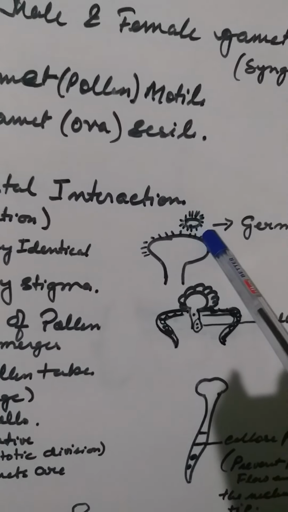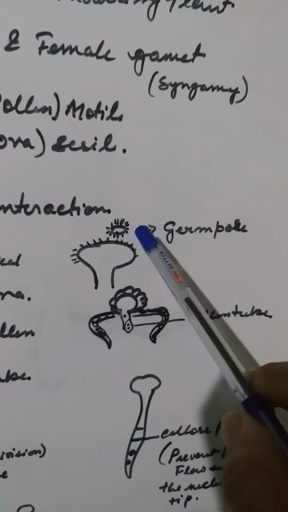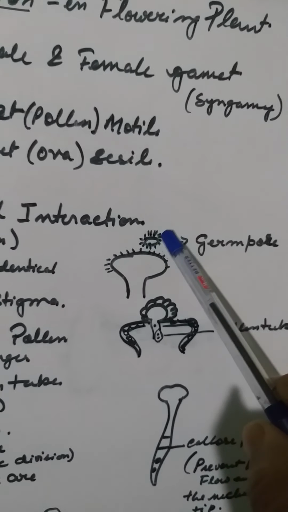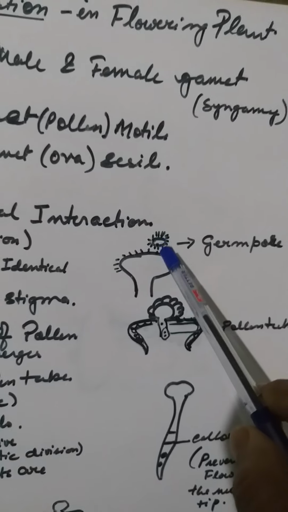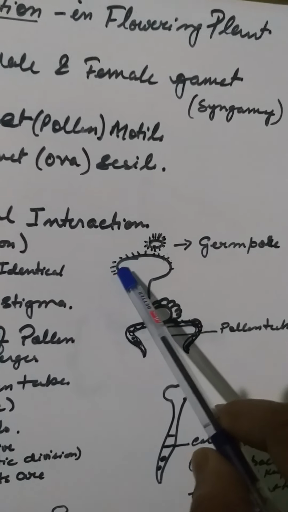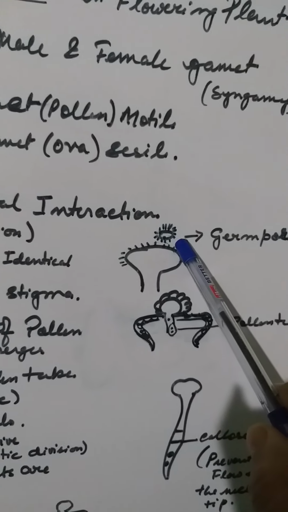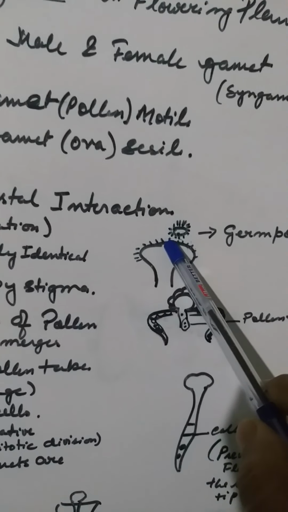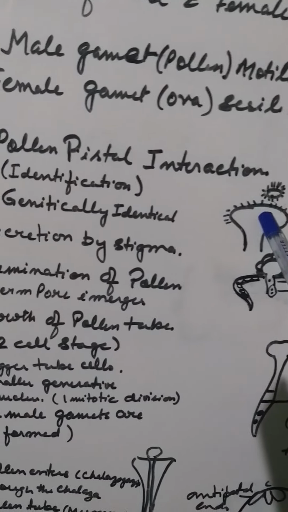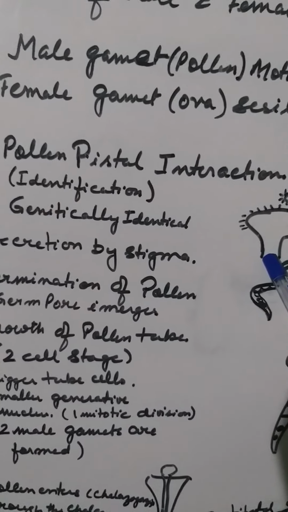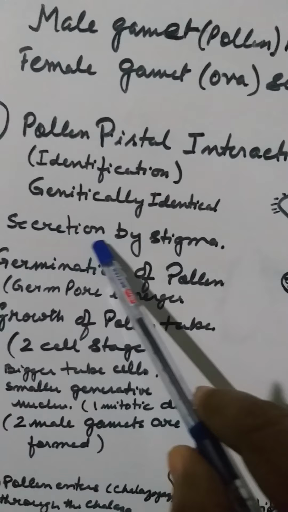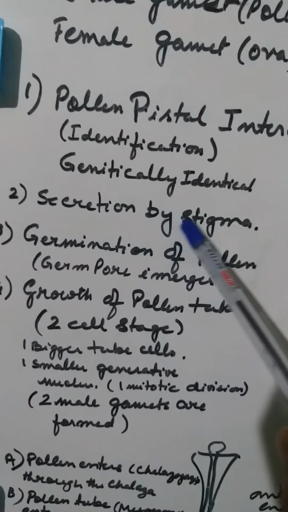Now here you can see a small one, I have marked it as a germ pore. Basically it is a single pollen, and I have drawn this single pollen for your convenience. But if you recollect the slides I have shown you, the slides show that the stigma can get attached to many pollen grains, and many pollen grains can germinate together, but only one single pollen grain has to fuse with the ovule.